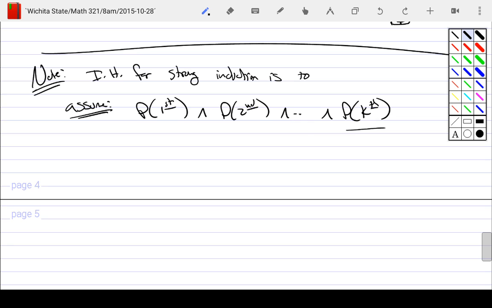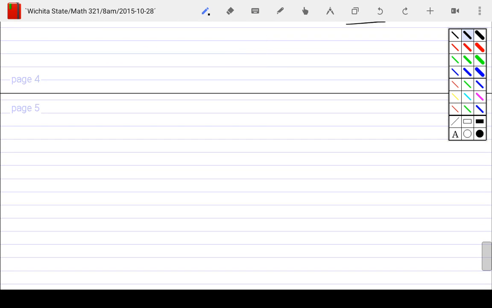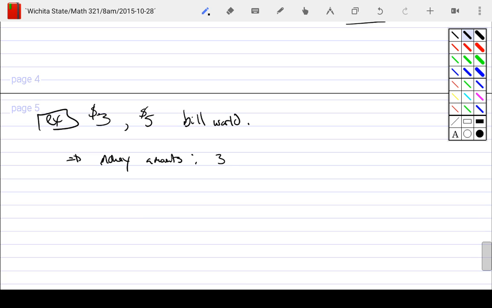A classic problem of this would be a stamp problem. Let's say you lived in a world of $3 bills and $5 bills. So if you live in $3 bill world and $5 bill world, how much money can you give people? Any combination of 3s and 5s. And so what would be the money amounts? 3, 5, 6. Could I do 7? No. Could I do 8? Could I do 9? Could I do 10? Could I do 11? Can I do a 5 and a 6? So I can do 11.